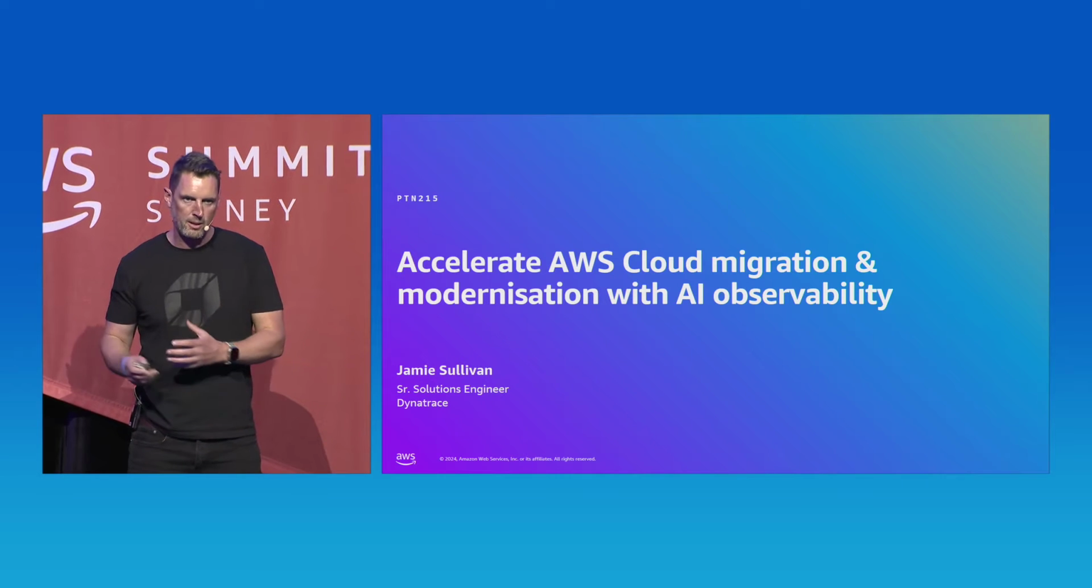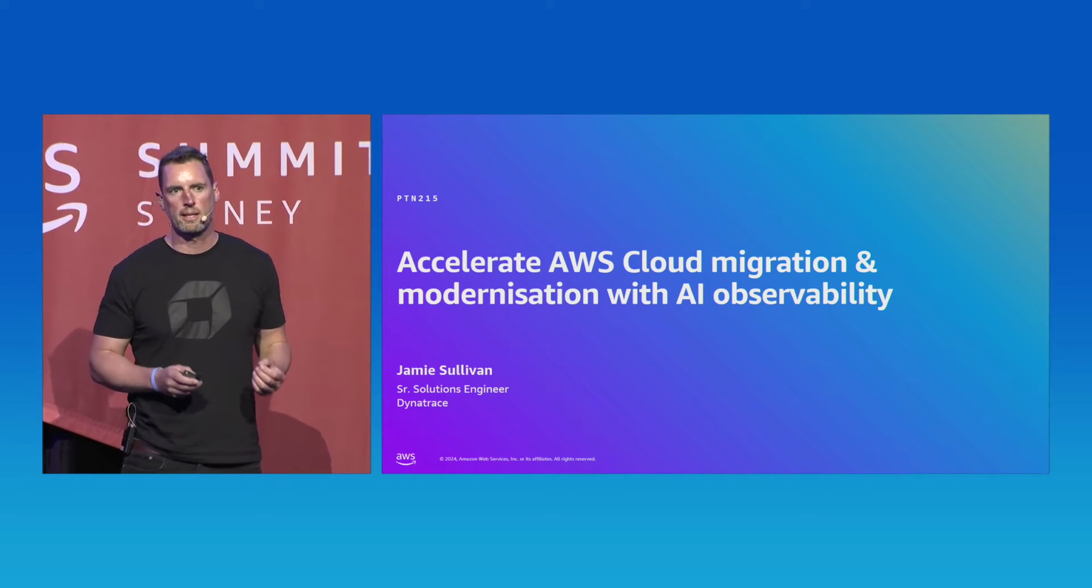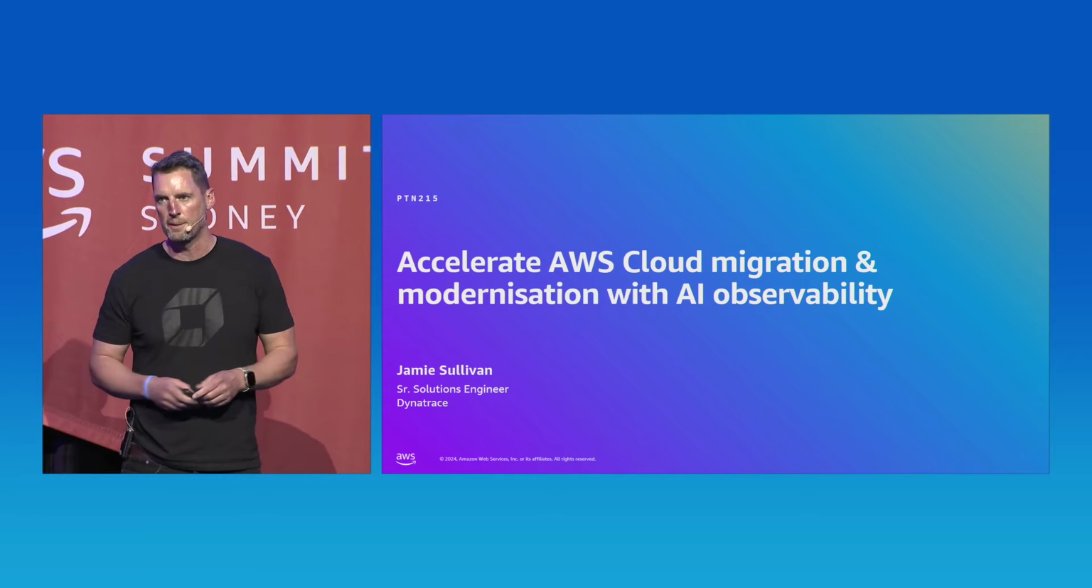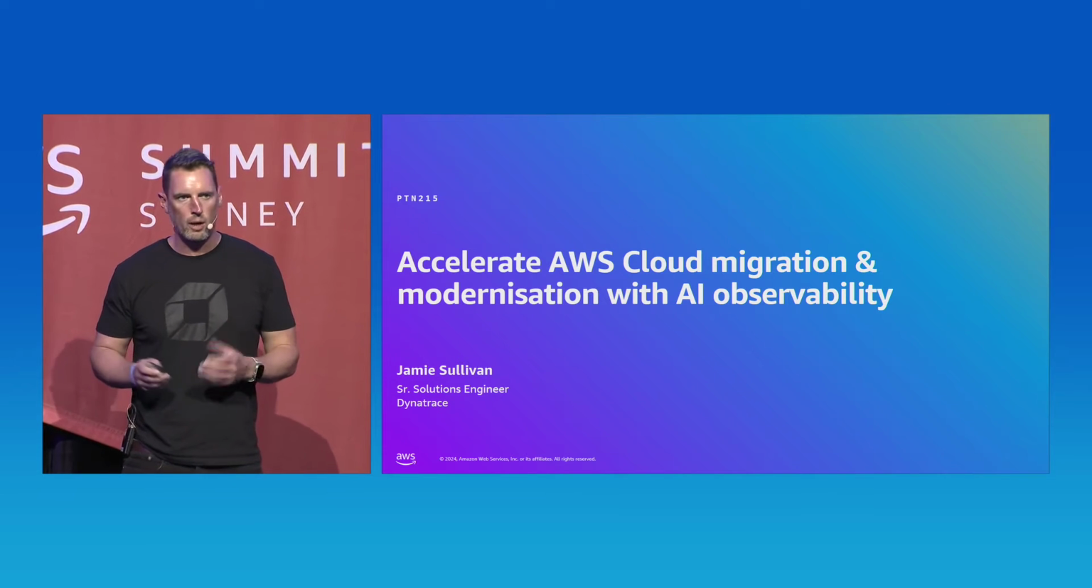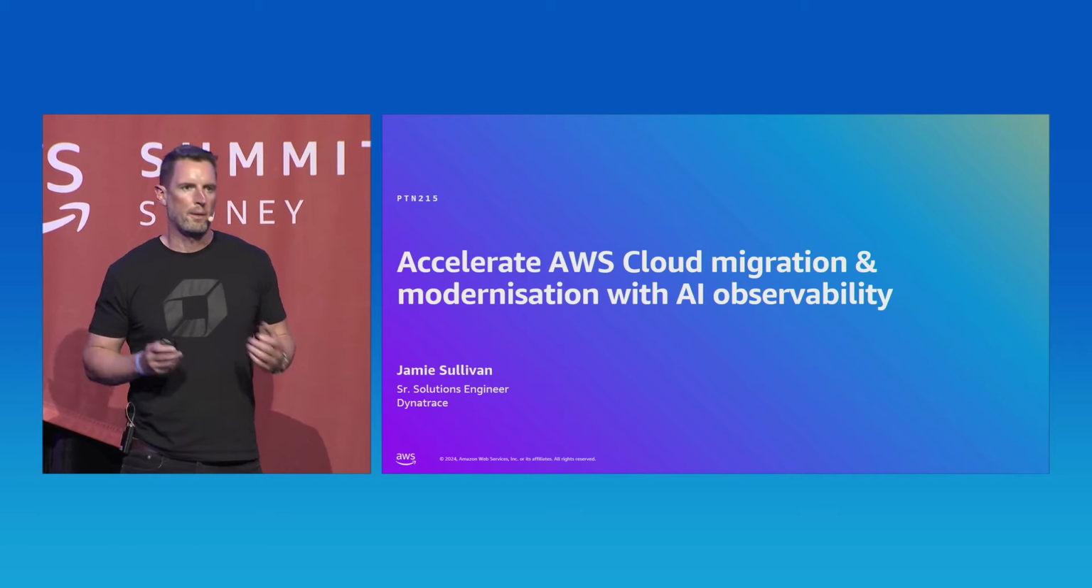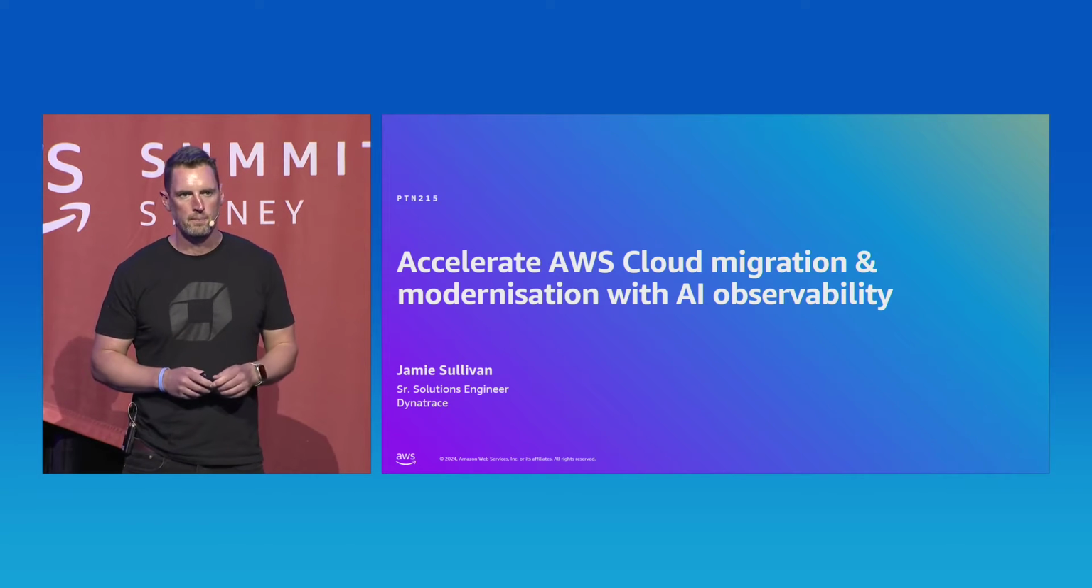My name is Jamie Sullivan. I'm a Senior Solutions Engineer with the Dynatrace team based in Auckland, New Zealand. Our discussion for today: accelerating AWS cloud migration and modernisation with AI-driven observability.